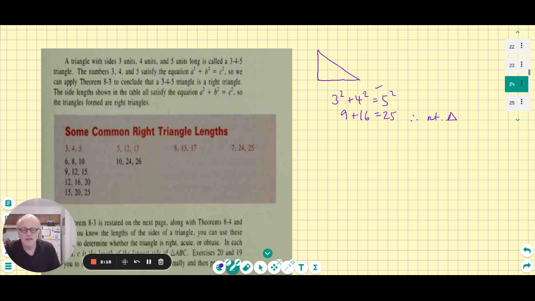So therefore, we have a right triangle. These numbers, the 3, 4, 5, are called a Pythagorean triple, which means they are whole numbers that form a right triangle. It's not always the case. There's only certain cases where that happens. And here are some of the common ones: 5, 12, and 13; 8, 15, and 17; 7, 24, and 25. And then you can also take multiples of each one of those to get other right triangle lengths.